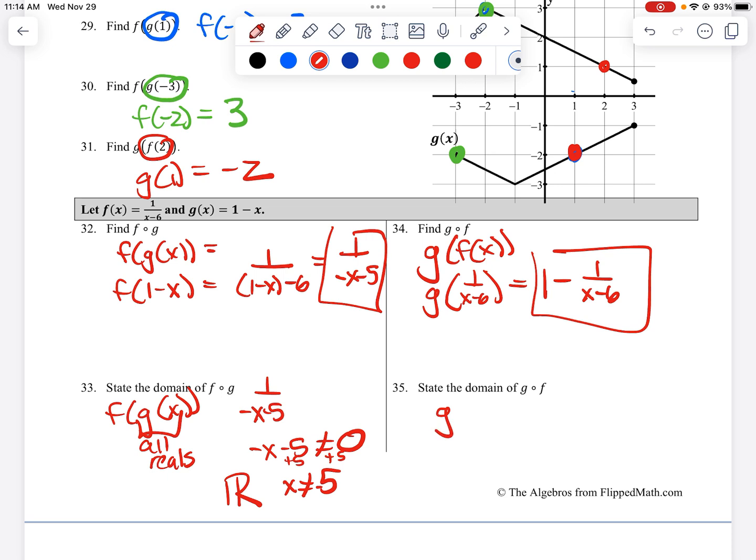And state the domain of g of f of x. Right. So when I look at this inside domain of f of x, 1 over x minus 6, I know x can't be 6. And then when we look at our final one, it would be the same way. So our domain is all reals, because when we look up there, we still can't have 0 on the denominator, but x can't be 6.